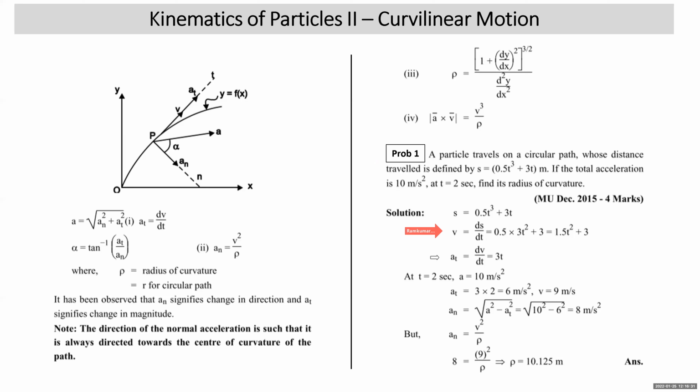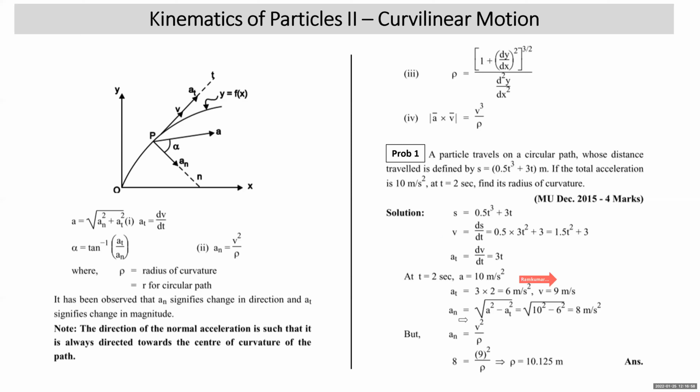If you differentiate it one more time, you get tangential acceleration. As the particle is moving along a curved path, at is equal to dv by dt. That is 3t if you differentiate the velocity expression. At t is equal to 2 seconds, total acceleration is given. So first, at can be determined. At is 3t, 3 into 2, that is 6 meter per second square. And velocity, substitute the value of t into this, you get velocity also.